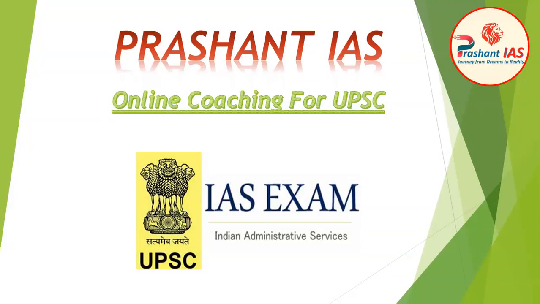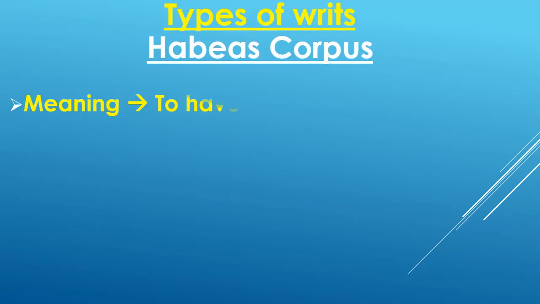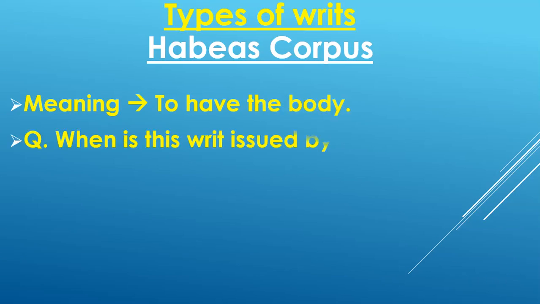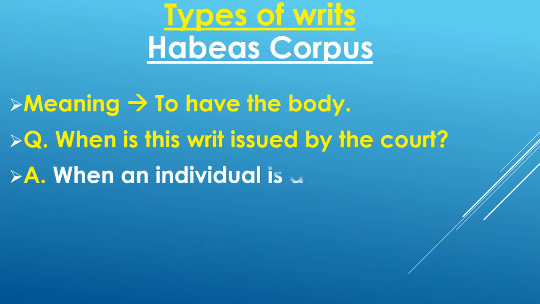So friends, in the last class, we have completed fundamental rights. And from this class, we will start our discussion with the types of writs. So friends, let's begin. So the first type of writ is Habeas Corpus.